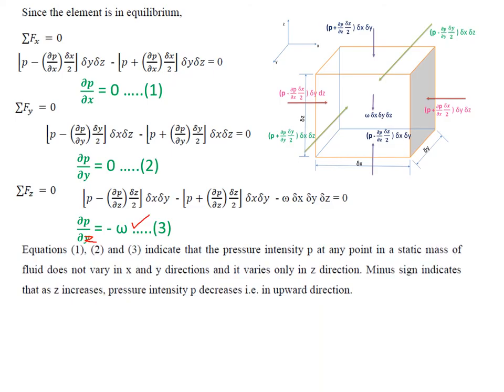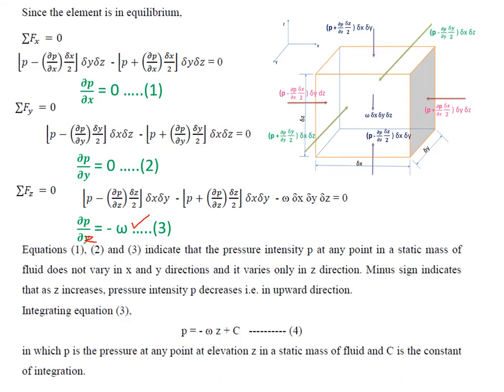So equations 1, 2, 3 indicate that the pressure intensity at any point in a static mass of fluid does not vary in the x and y directions, but varies only in the z direction. The minus sign indicates that as z increases, that is, in the upward direction, the pressure intensity decreases. So as we move upwards, pressure decreases. As we move downwards, the pressure increases. Okay, so this is what you should understand.